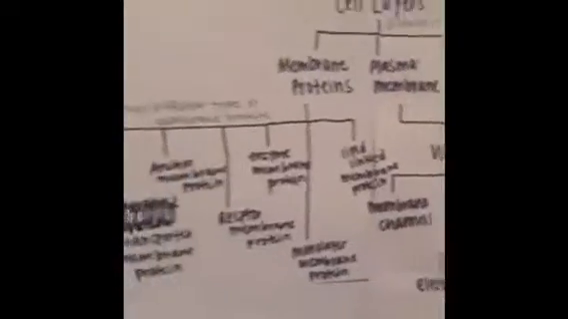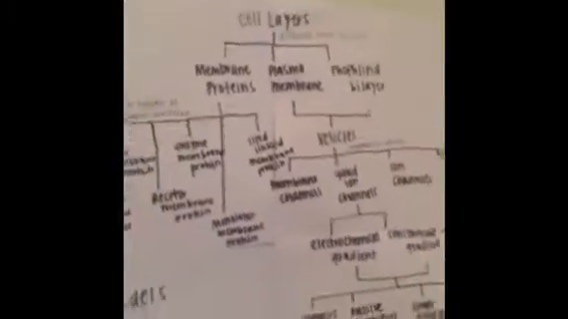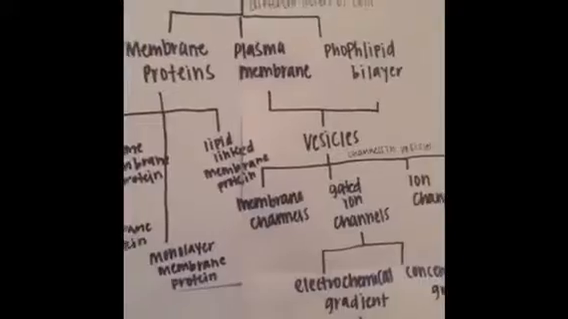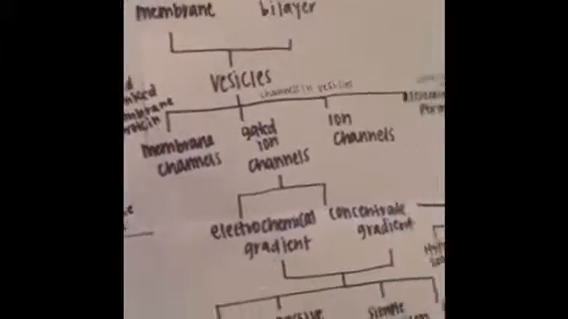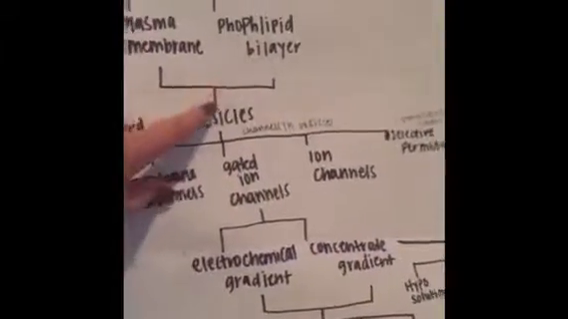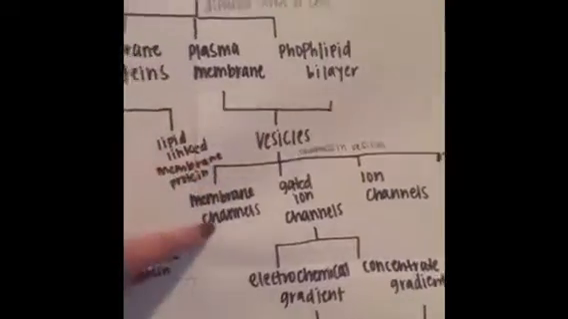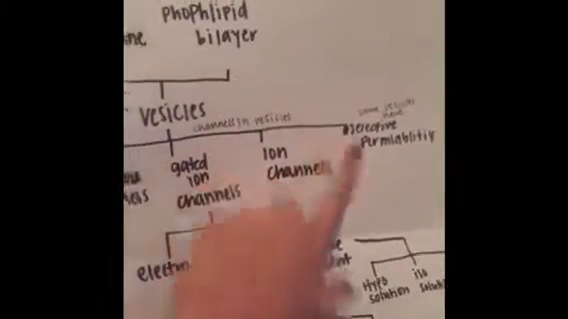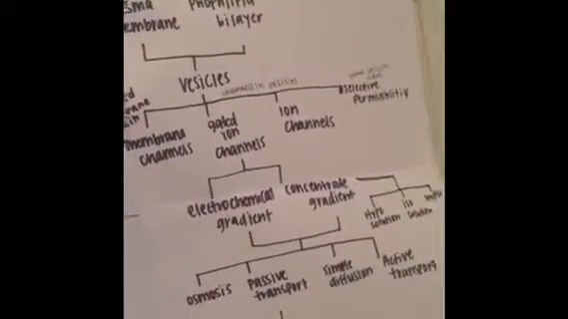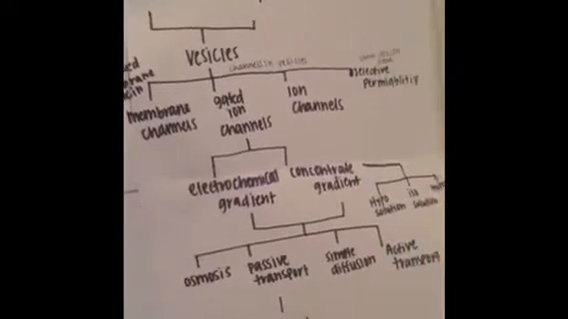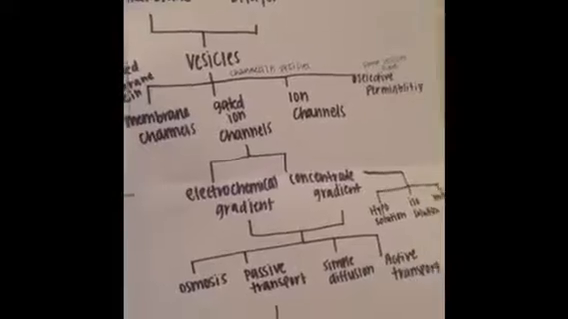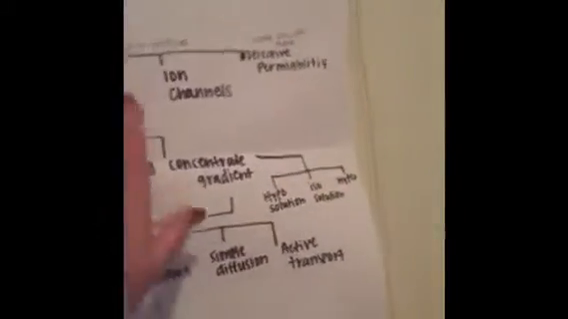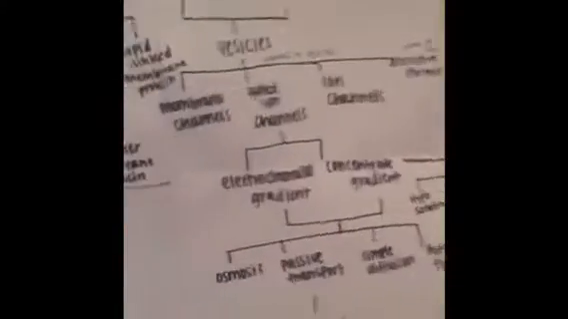And I started with cell layers, and I put three different branches out from cell layers: membrane protein, plasma membrane, phospholipid bilayer. From the next one I put into vesicles. From vesicles I put membrane channels, gated ion channels, and off to the side selected permeability, just because some vesicles can be selectively permeable, others aren't. So I just put that off to the side, not necessarily with these, but off to the side from vesicles.